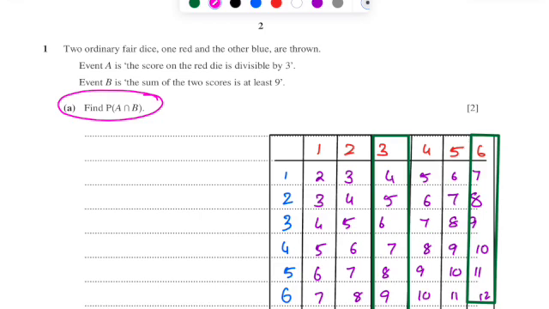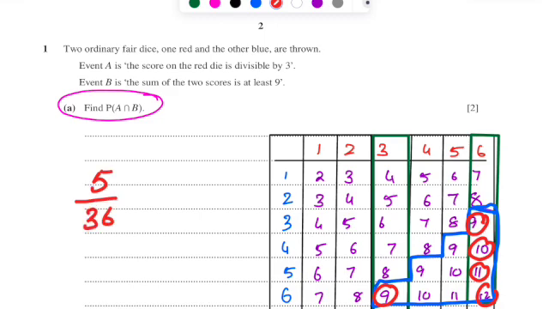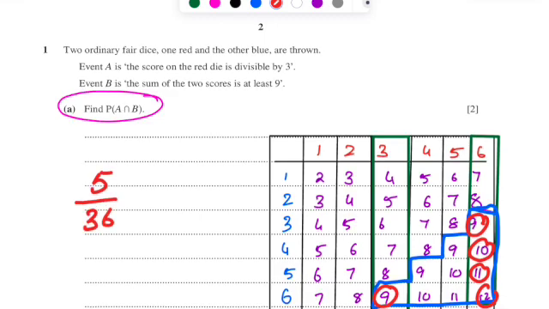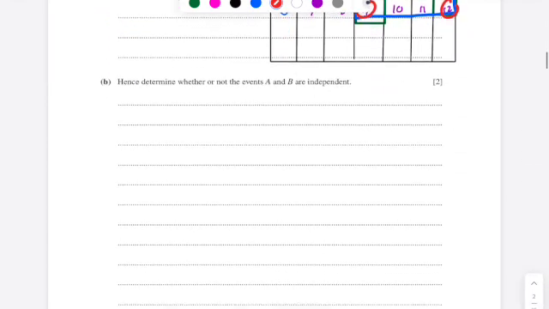Question, find A intersection B. What is the meaning of A intersection B? I should be getting the outcomes which are divisible by 3, and also at least 9. So I am going to take the numbers which are divisible by 3 and at least 9. We can see that it happens over here. And how many such outcomes are there? 1, 2, 3, 4, 5. 5 outcomes are there, 5 upon 36, because there are totally 36 outcomes. So therefore the answer is going to be 5 upon 36.